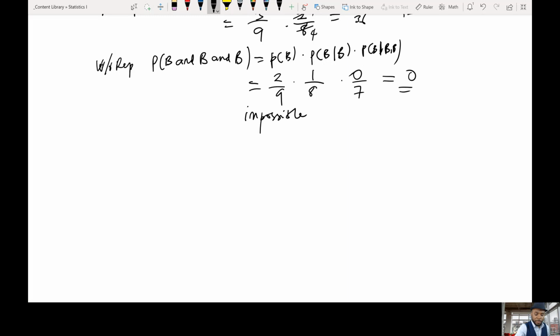And that is the concept of at least one. So what's the probability of complementary events with at least one?